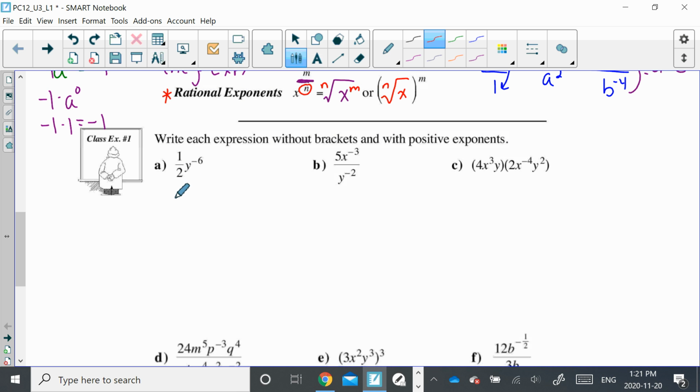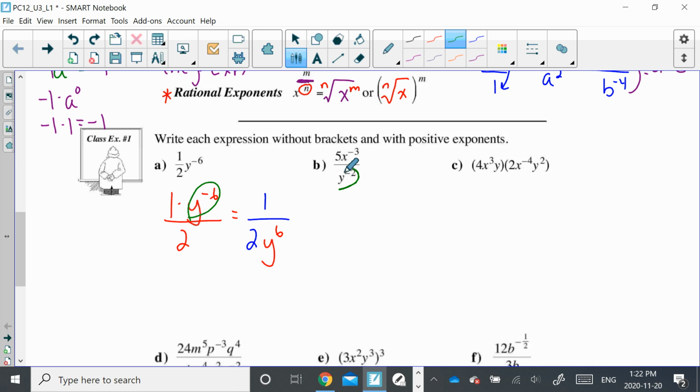I'm going to rewrite this one. This is really 1 times y to the negative 6 over 2, right? So they just pulled the 1/2 in front. Here we've got a negative exponent. We must make that positive. It is in the numerator, write it in the denominator. So 1 over 2, and then the y is written to the power of 6.